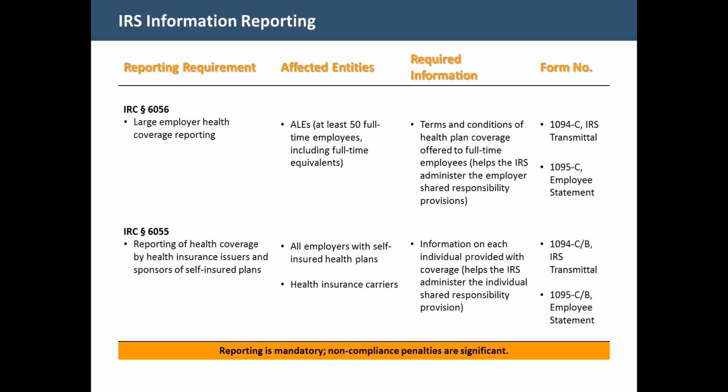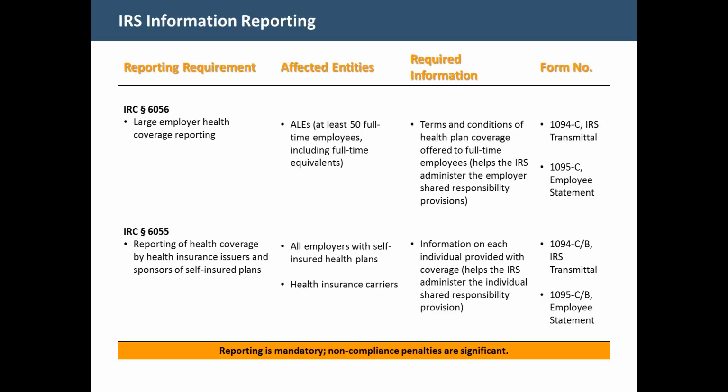Okay, so let's dig in a little bit in more detail on what the specific information reporting requirements are. There are two reporting requirements. Those are under Code Sections 6056 and 6055. Many employers will be subject to both requirements depending on the funding of their health plan. But let's look at each requirement separately.